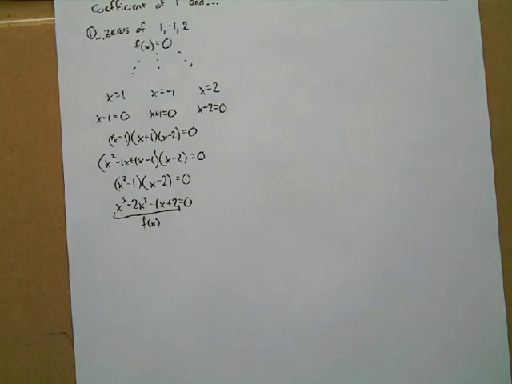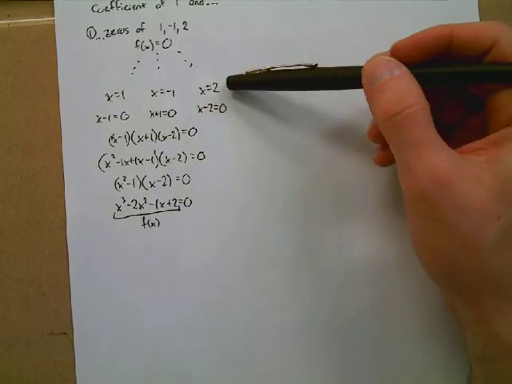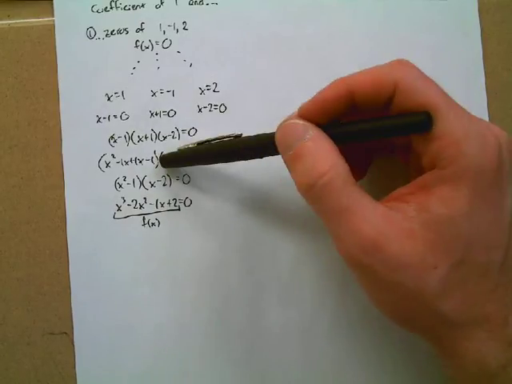That will have zeros at 1, -1, and 2, because that's how we wrote it. We used those zeros to come up with these factors, multiplied the factors back together, and we end up with that polynomial.